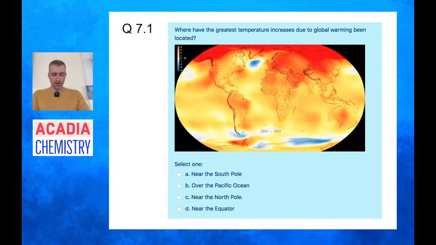Where have the greatest temperature increases due to global warming been? That sounds awkward. Where have increases been located? It's a little awkward, but hopefully you understand what I mean. Where has the temperature increased the most? And if you look at the picture, it might help you out a bit. But the answer here is going to be near the North Pole. Is where we're seeing the bulk of the increase in temperature. Sort of the opposite, right, of the ozone hole that was on the South Pole. So different problems for different places.